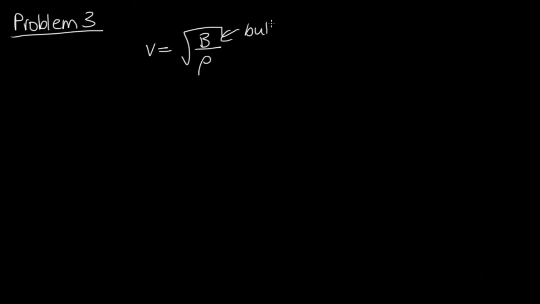Okay, problem 3. In this problem, why does replacing the air in an organ pipe with helium raise its pitch? In this case, we've got sound waves traveling through air. The velocity of sound waves in air is given by the square root of B over rho, where B is the bulk modulus and rho is the density.